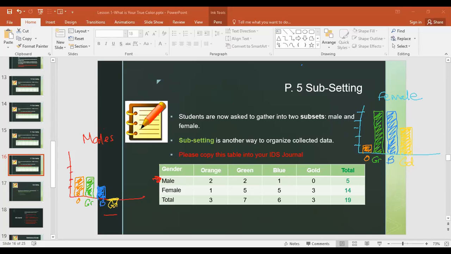Let's see here. Diane, what? Oh, you're okay, Nick, you're lagging. I said, Nick Hunt, raise your hand if your female bar graph is similar to mine.